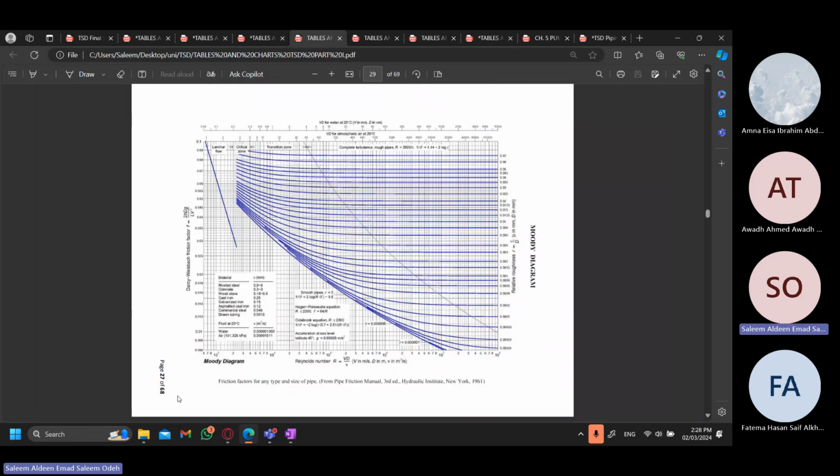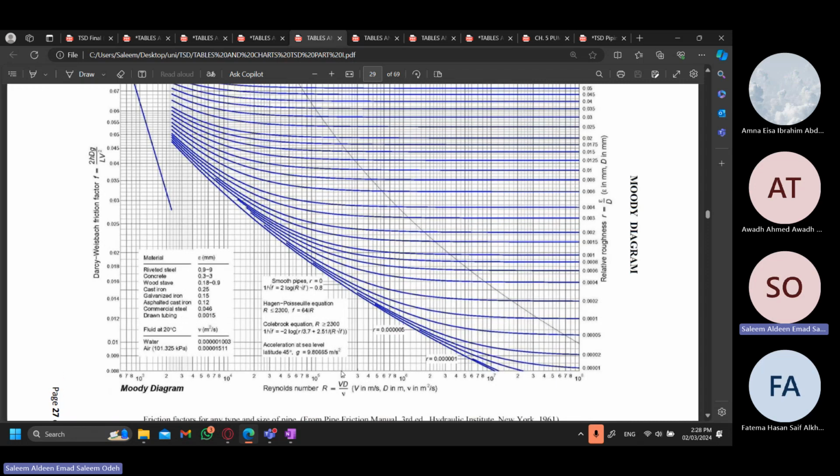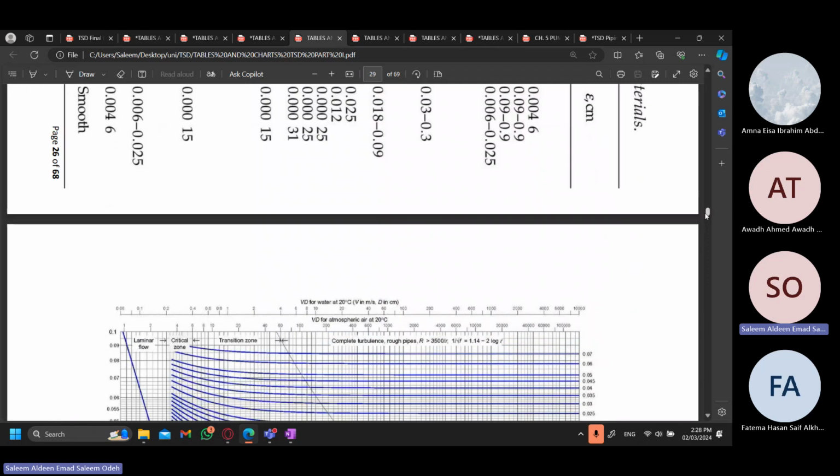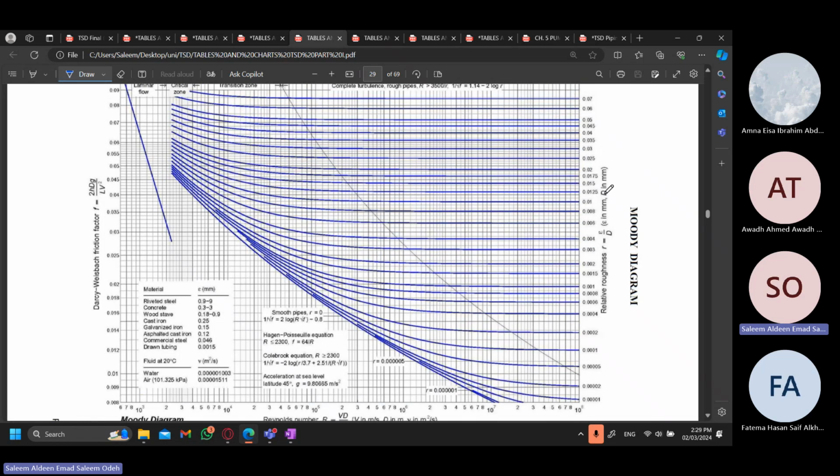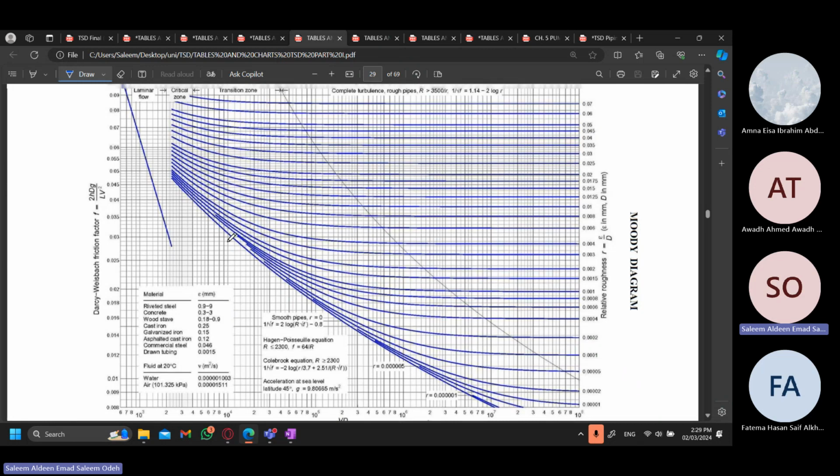So here we have page 27. This is the Moody diagram where we'll be able to find the friction factor on the left here. Now here we have epsilon over d. We found epsilon, the roughness, to be smooth. With smooth roughness, you'll go to the first line that you see here, the first one.